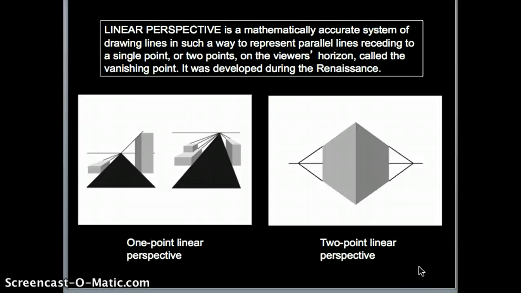So linear perspective is a mathematically accurate system of drawing lines in such a way that the parallel lines recede to a single point or 2 points on the viewer's horizon. This technique was developed extensively during the Renaissance by Brunelleschi and others, but it was Da Vinci and Michelangelo that really practiced it and brought it into the mainstream.